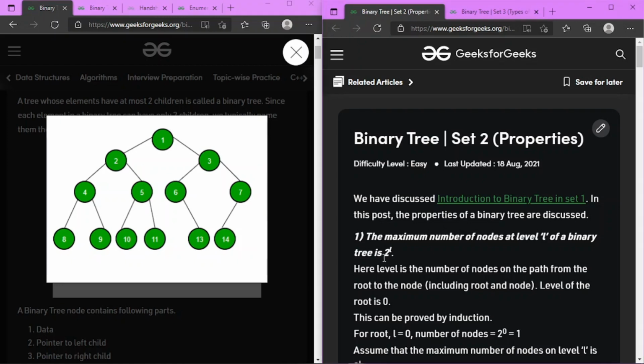Okay, so coming to the first property: the maximum number of nodes at level L of a binary tree is 2 to the power L. As I told you what the levels are, let's say we want the number of nodes or elements at level 2. This is level 2: 0, 1 and 2. Hence we want to find the number of nodes at this level. So 2 to the power L, that is 2 to the power 2, that is 4, will be the number of nodes. So let's count 1, 2, 3 and 4.